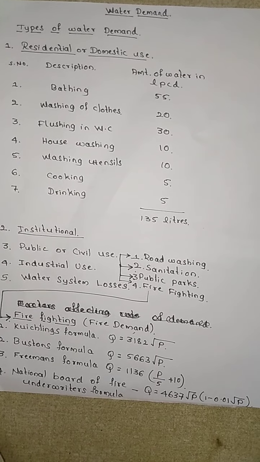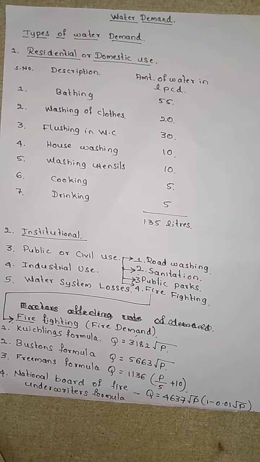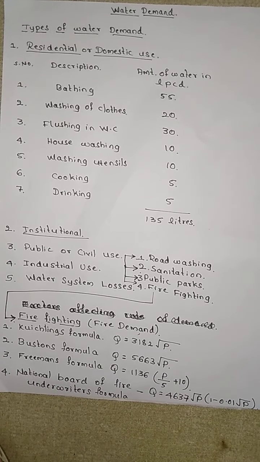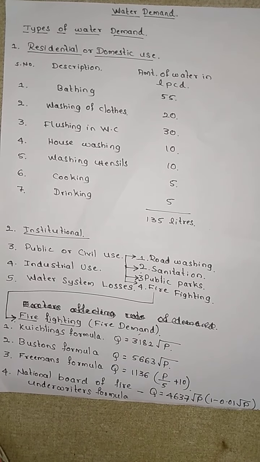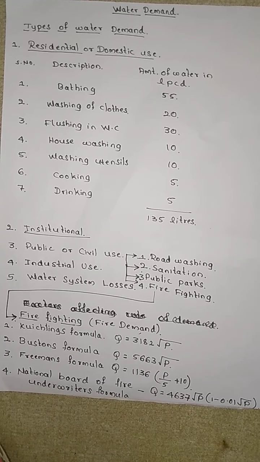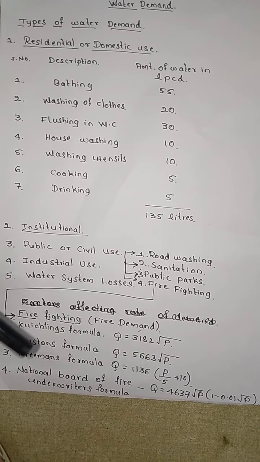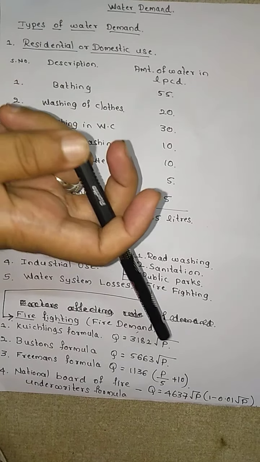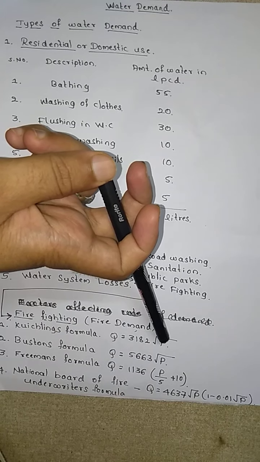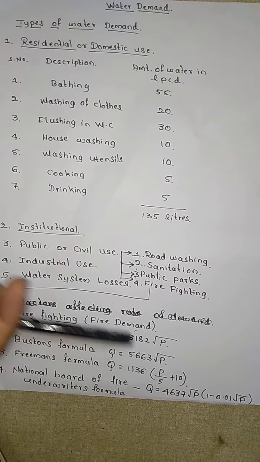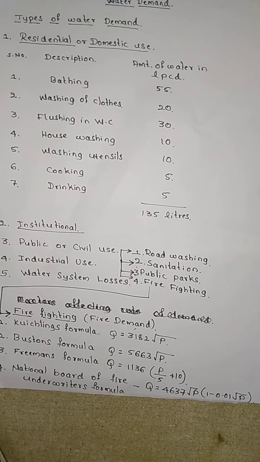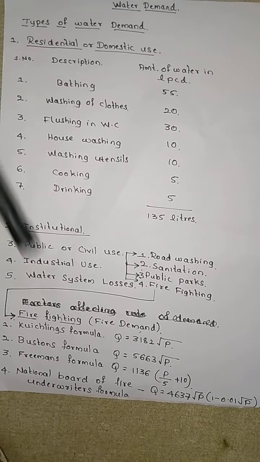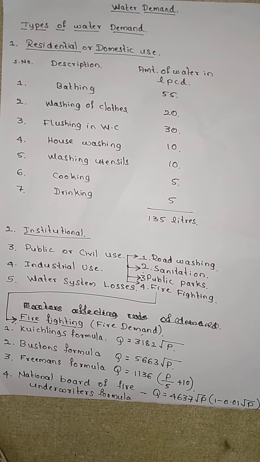Normally you will have one problem like this in your examination. They will ask you to determine the amount of fire water demand for firefighting if the population is given. The population will usually be given in the problem, and by using these different formulas you can easily determine the quantity of water required in case of fire accidents. We have already solved one problem on this in our theoretical classes.